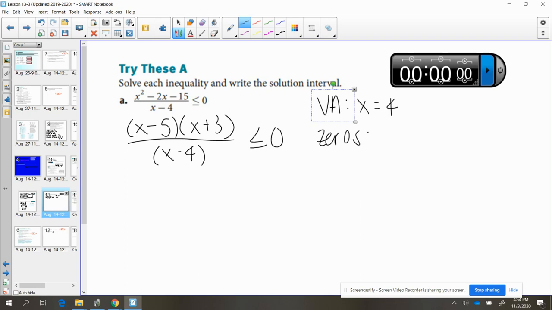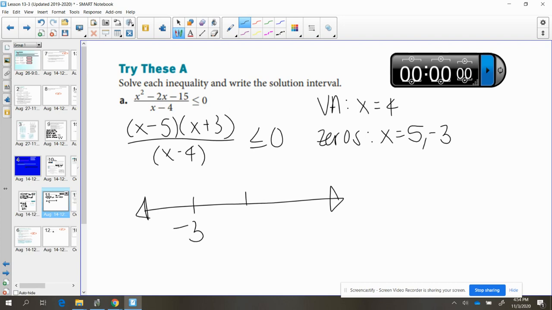And then we have two different zeros. We have one at x equals 5 and one at x equals negative 3 from when we set the numerator equal to 0. So we're going to plot all three of those values on our number line. So negative 3, 4, and 5. And notice here the zeros will be closed in because there's an or equals to. So at 5 and negative 3, these are closed in. Open circle, though, always at the vertical asymptote. Right? They're always not included.